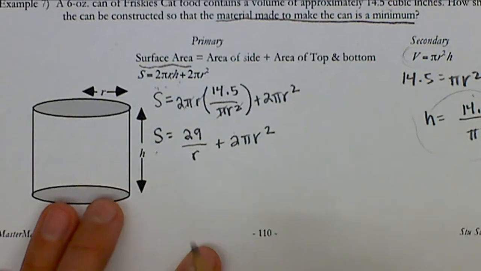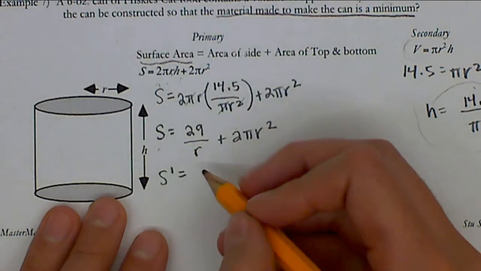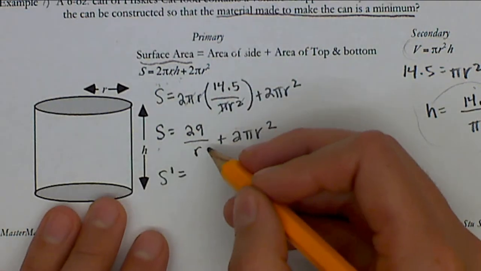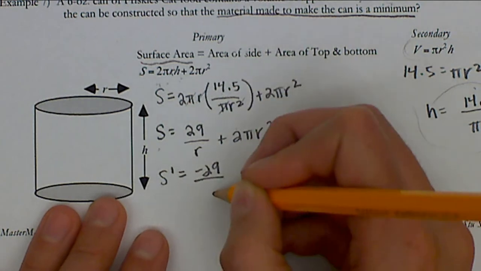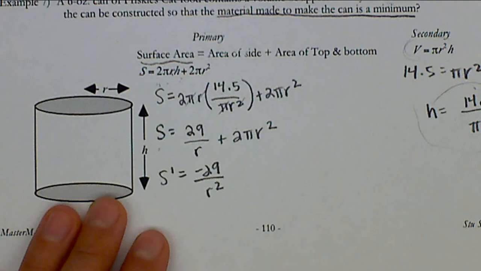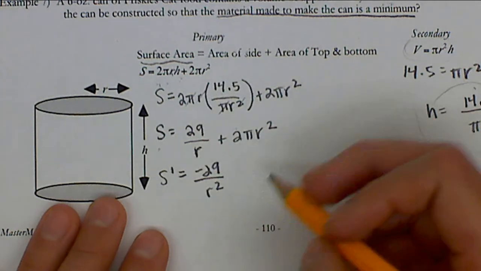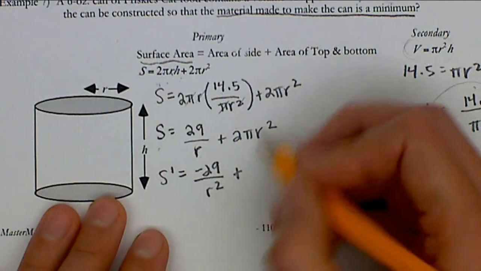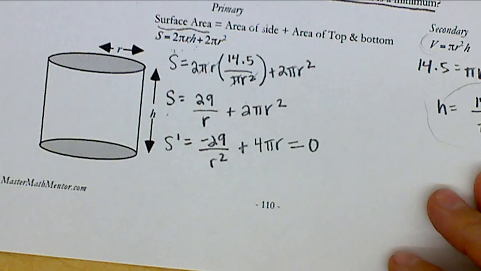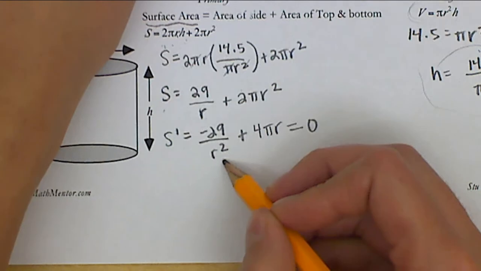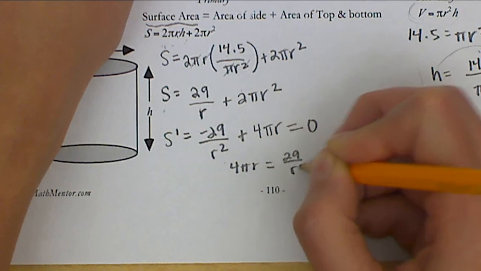So let's take the derivative and set it equal to 0. The derivative of 29 over r, this is one that I've memorized. You can also use the product rule or the power rule, but I recommend memorizing anything that's just over the variable. And then the derivative of this is 4 pi r. Set it equal to 0. I'll add 29 over r squared to both sides, and I get 4 pi r equals 29 over r squared.